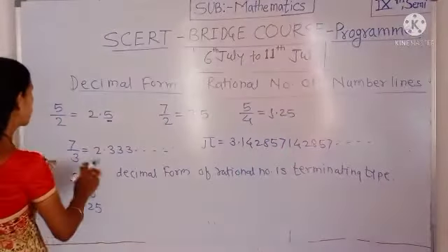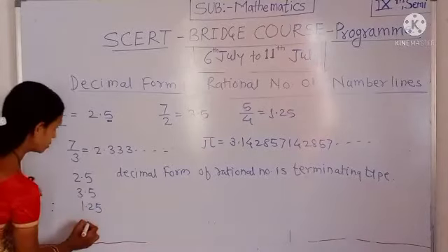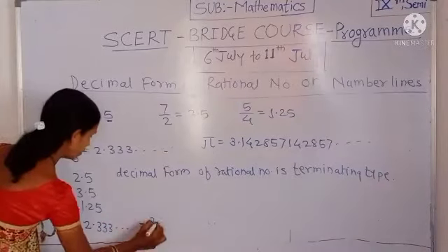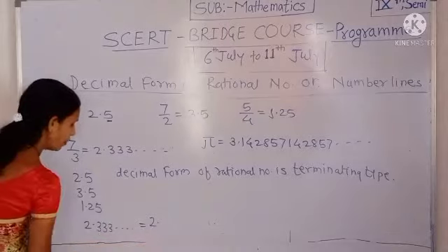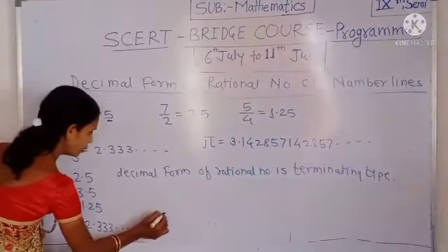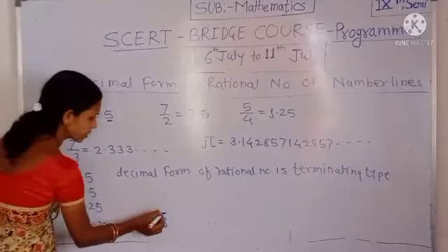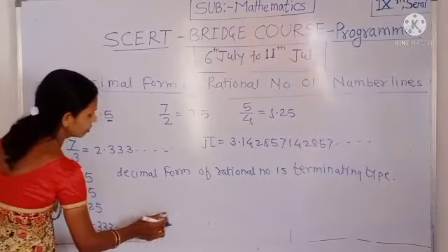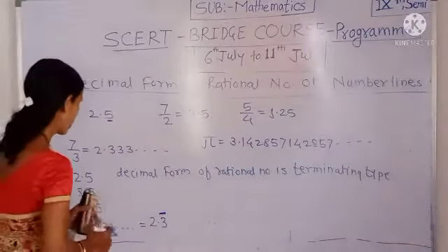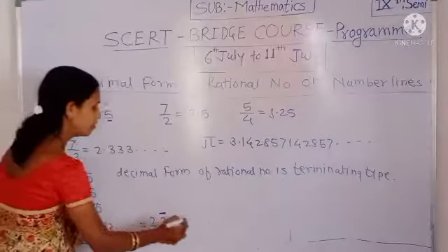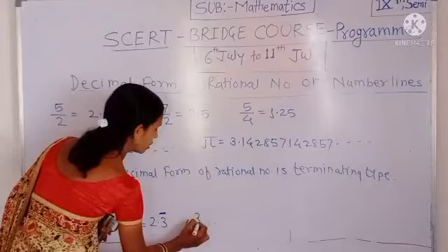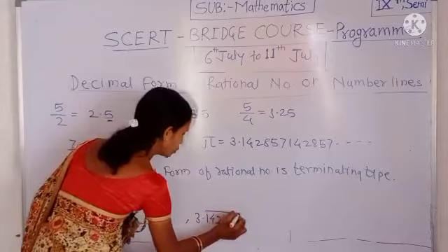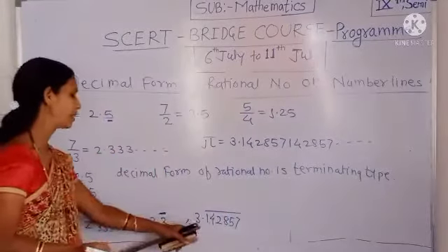And the few other numbers are there, like 2.3333. This is written with 3 getting repeated many times. Therefore 3 is written once and a bar, that is a dash or line, is shown on top of that 3, which means that 3 is repeated many times. Similarly this number, 3.142857: here 142857 is repeated, therefore it is represented like this.